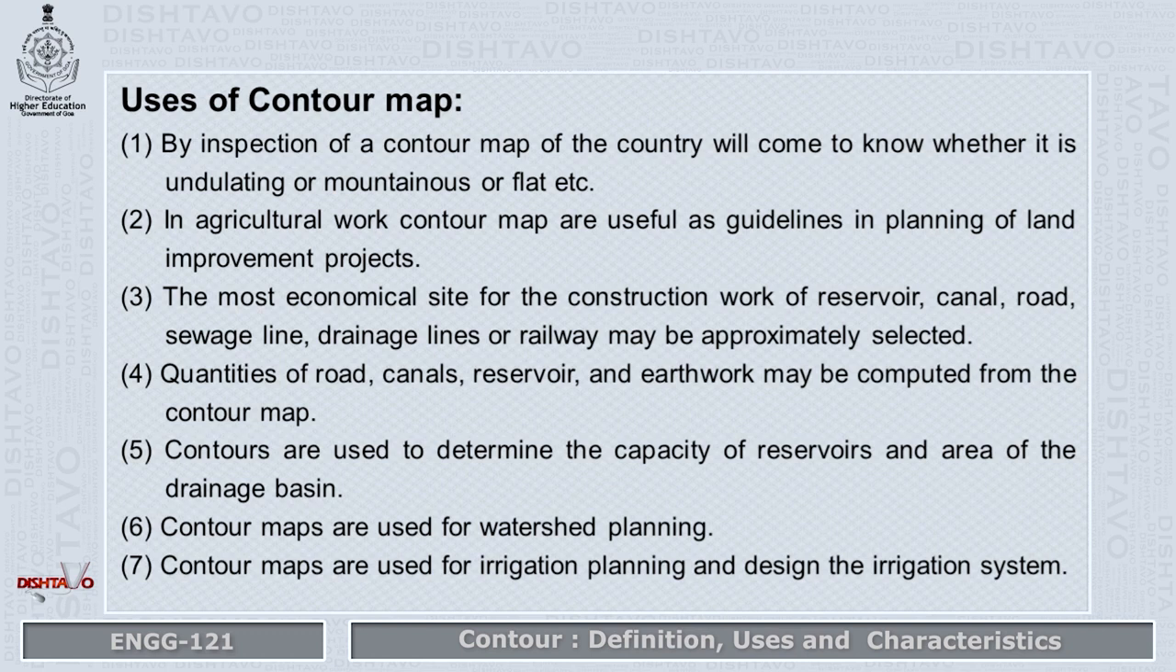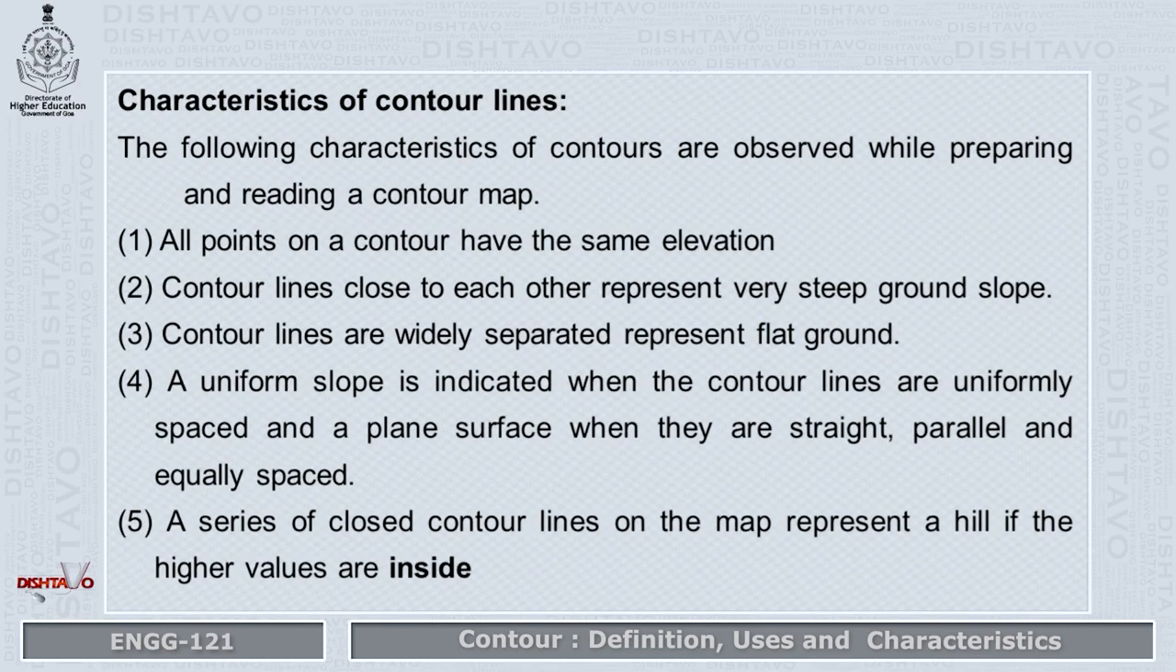The quantities of roads, canals, reservoirs and earthwork can be computed by this contour map. Contour maps are used to determine the capacity of reservoirs and the area of the drainage basin or watershed. Contour maps are used in watershed planning as well. Contour maps are used for irrigation planning and designing the irrigation systems. So these are the uses.